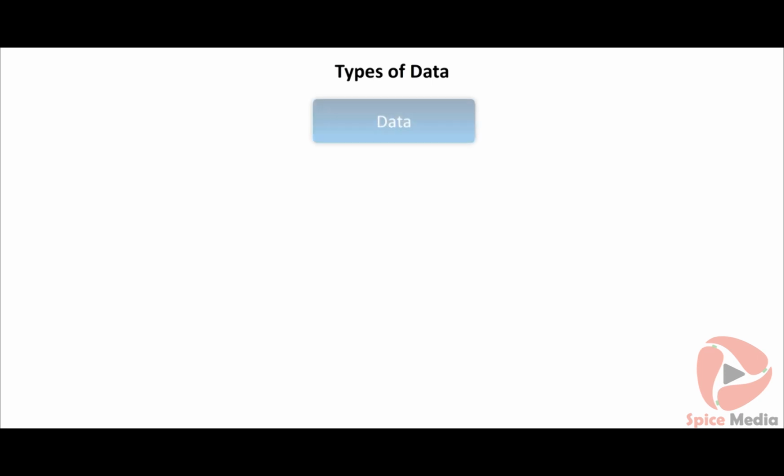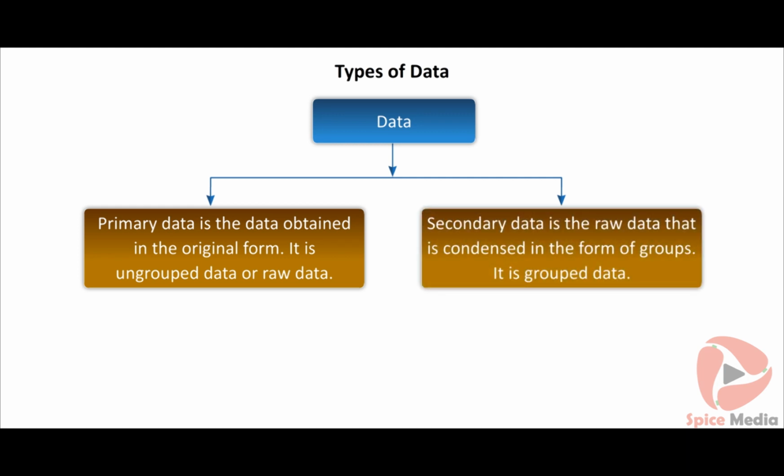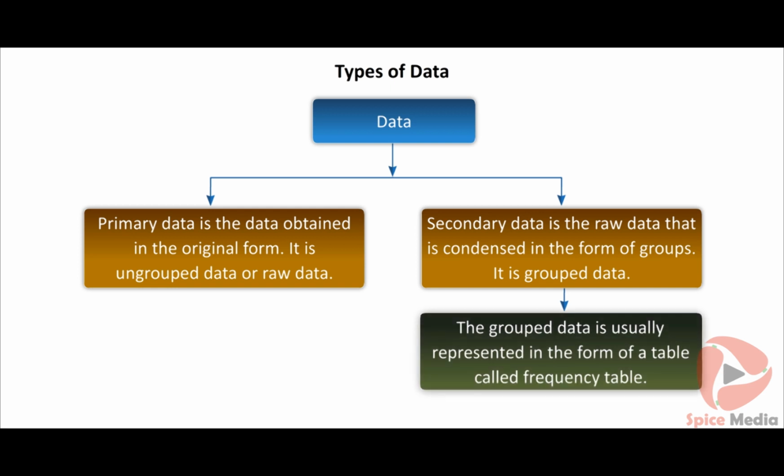Let us learn the two types of data. Primary data is the data obtained in the original form. It is ungrouped data or raw data. Secondary data is the raw data that is condensed in the form of groups. It is grouped data. The grouped data is usually represented in the form of a table called frequency table.